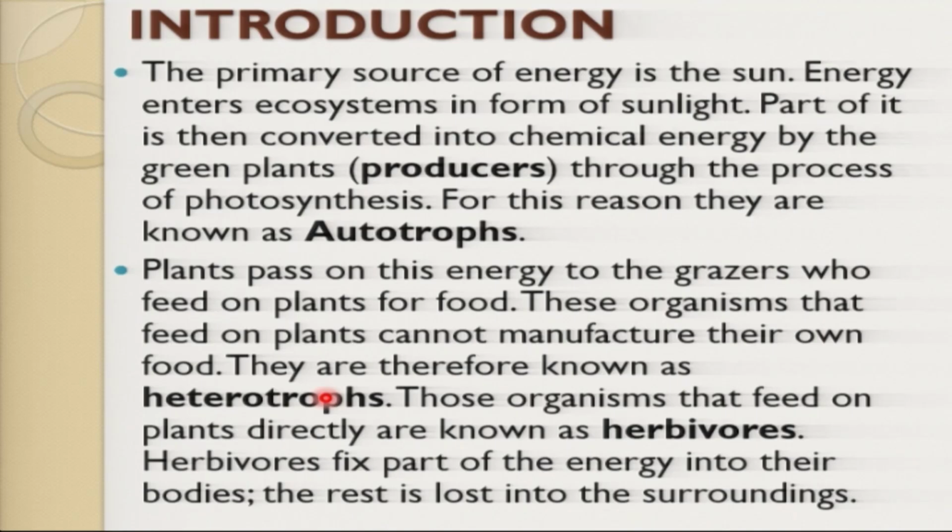Two processes, we have autotrophs. Auto means self. They are able to make their own food. Then heterotrophs means different. They don't make their own food. They cannot manufacture their own food. They feed on ready-made food. So those organisms that feed on plants directly are known as herbivores. Organisms that depend on plants are referred to as herbivores.